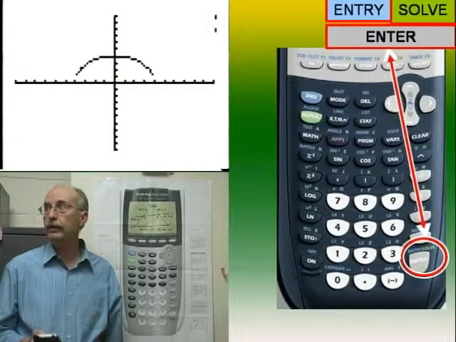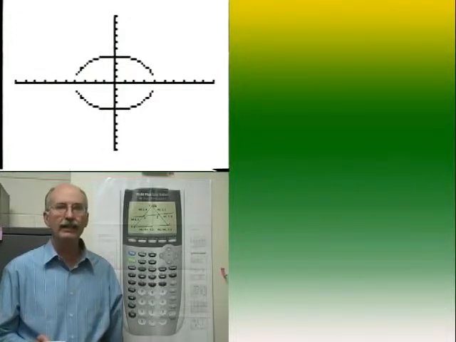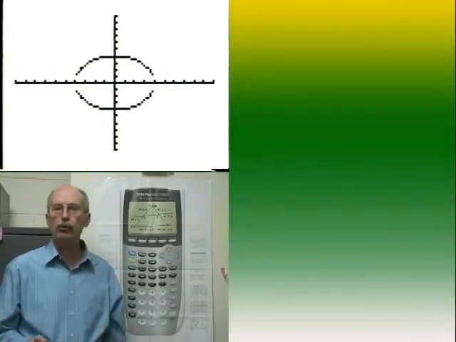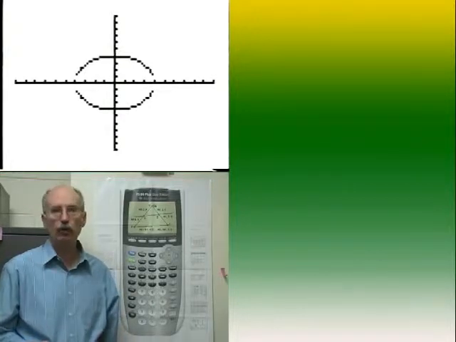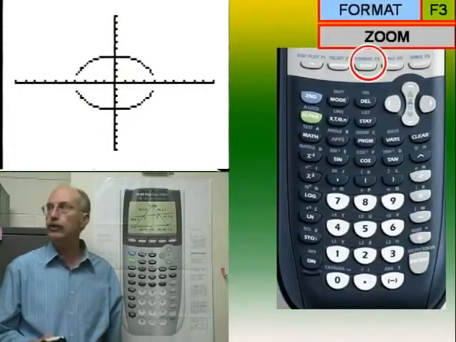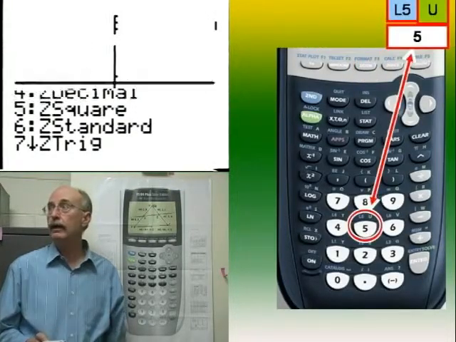Well, there's our equation, but it doesn't look like much of a circle. It looks more like an ellipse to me. It's kind of squishy on the top and squishy on the bottom. Suppose it was really important for us to see that it was a circle. One of our options is to do zoom square. Let's hit the zoom key, and we'll hit number 5 for zoom square.